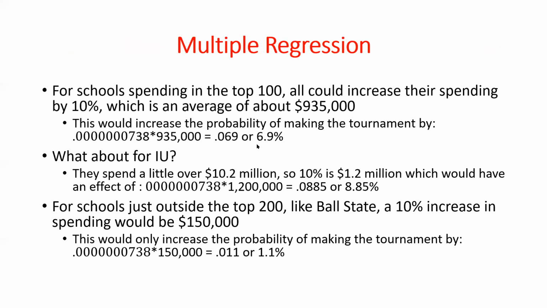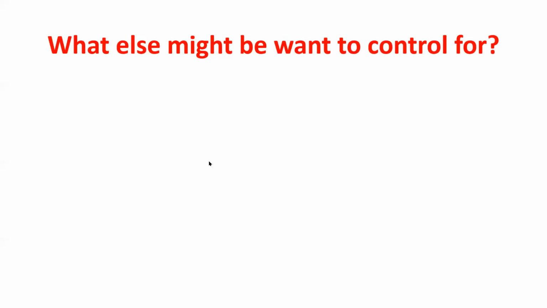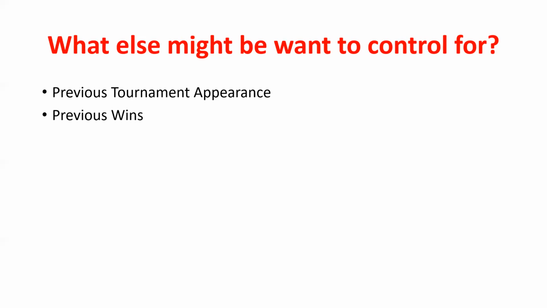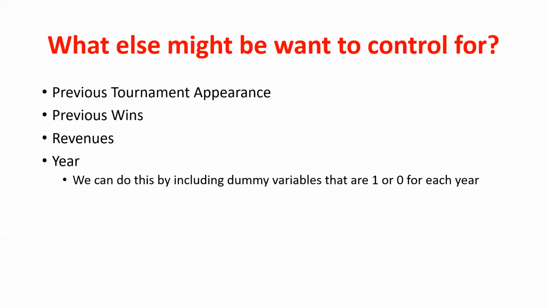But before we do that, we can get an even more accurate estimate. I had some data laying around, which was, well, did the team make the tournament in the previous year? That kind of controls for the quality of the team going into the season. Same kind of thing, previous number of wins. Well, they have high expenses. Maybe it's because they also know they can generate high revenues, so I'll control for revenues as well.